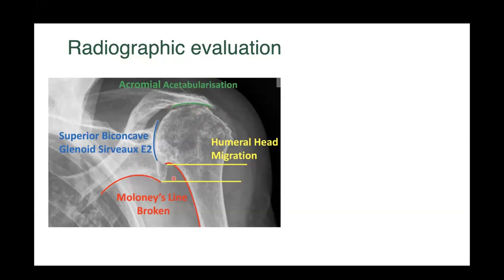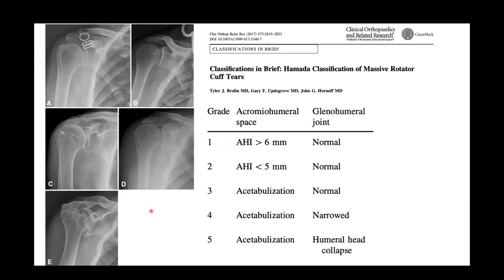And you can see the humeral head migration here and the loss of the Gothic curve. Moloney's line will be broken and the humeral head starts migrating proximally. These are the findings that you can find on an X-ray. And coming to the classification of massive cuff tears by X-rays, this was the Hamada classification.